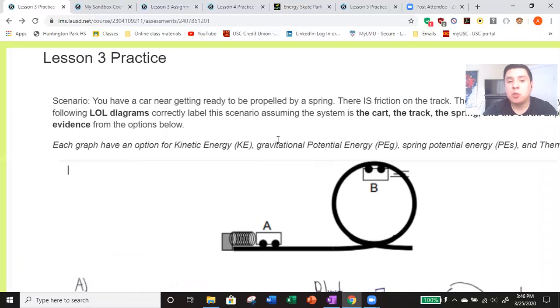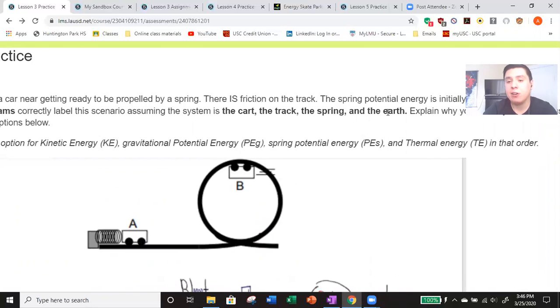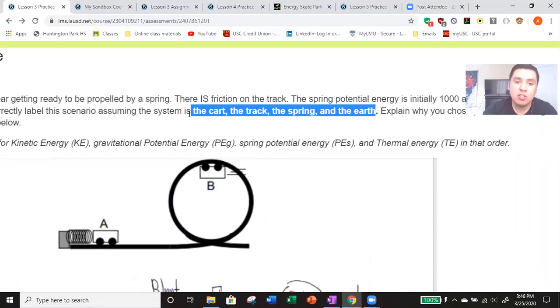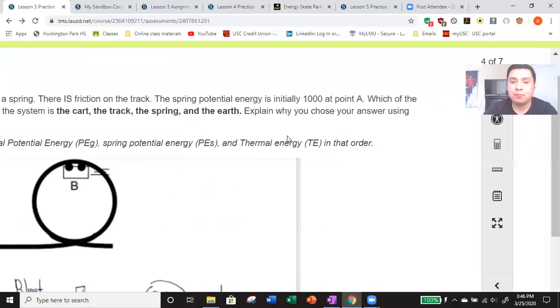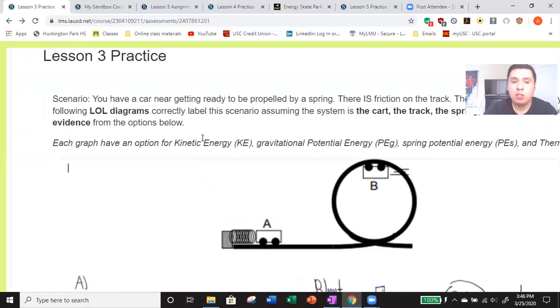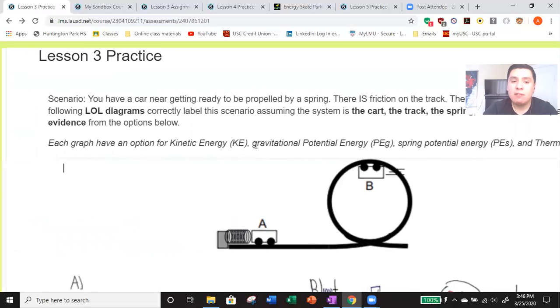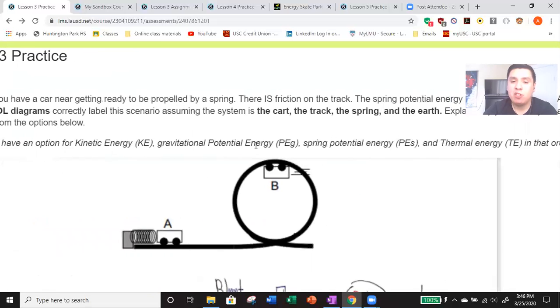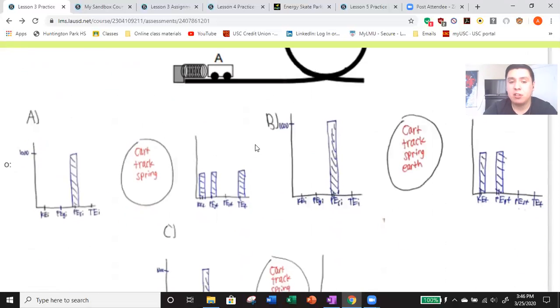Which of the following LOL diagrams correctly label this scenario, assuming the system is the cart, the track, the spring, and the earth? So we need these 4 things in our system, and then we have to make sure the LOL diagrams follow this scenario. Explain why you chose your answer using the evidence from the options below. Each of these graphs has an option for kinetic energy, gravitational potential energy, spring potential energy, and thermal energy. So let's take a look at these graphs.